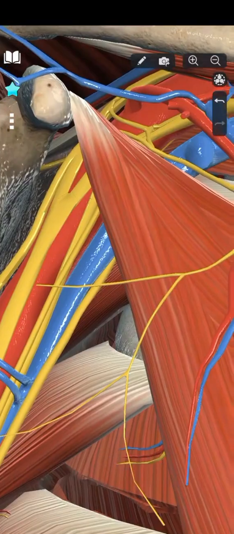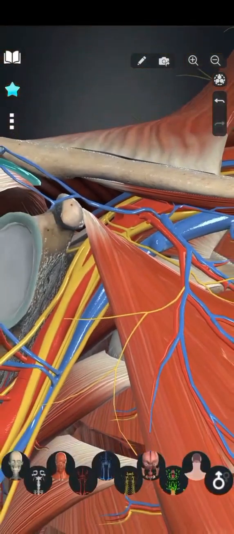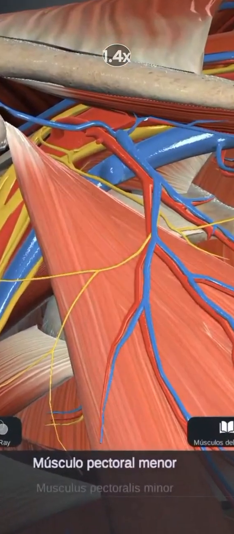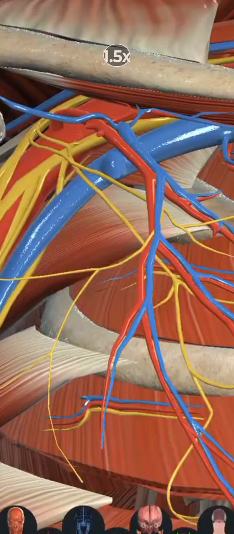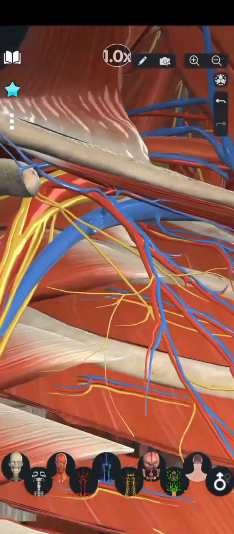A thorough understanding of the axilla is not only important for academic purposes but also for clinical practice, where accurate knowledge can directly impact patient outcomes.